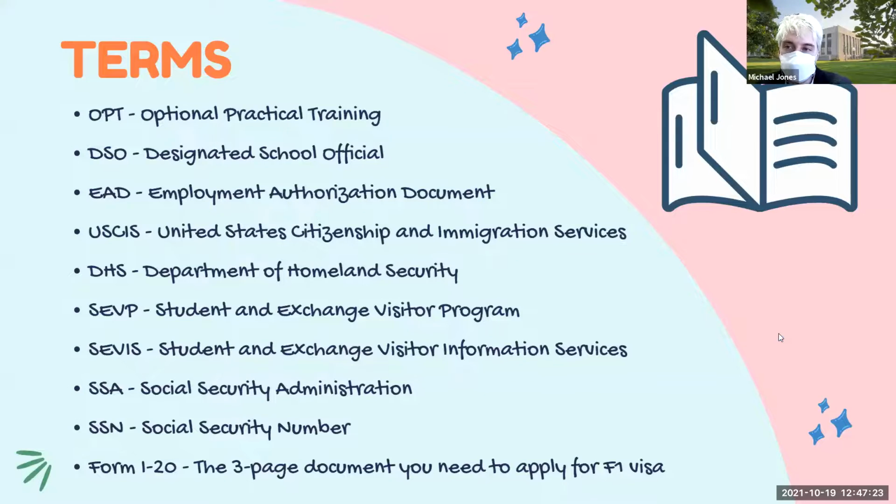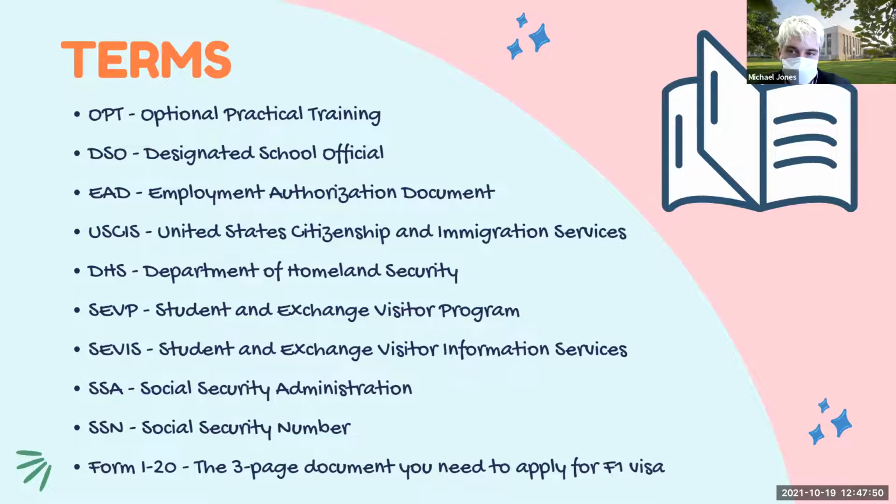Some glossary terms, just so you know. OPT stands for Optional Practical Training. I'm sure you know that by now. DSO stands for Designated School Official, which Rosa and I are both DSOs. All three of our advisors in the office and our director are DSOs. So you can talk to Rosa, me, Kathy. Generally, that should be who you talk to first if you need something for a DSO.